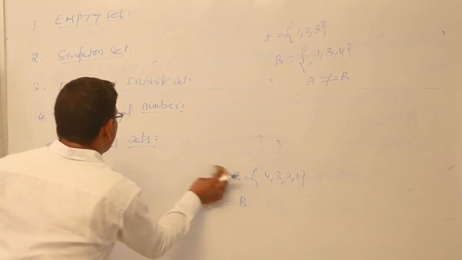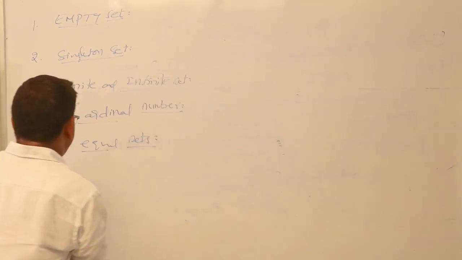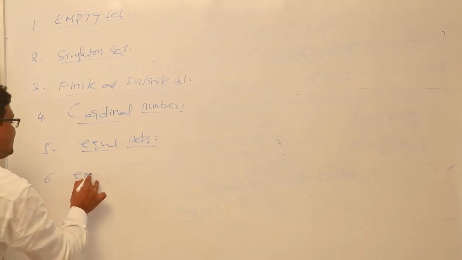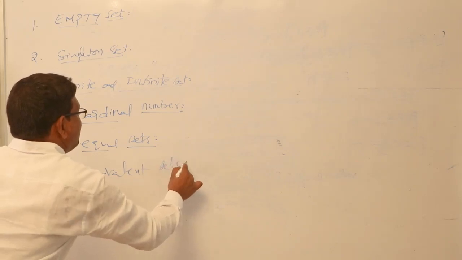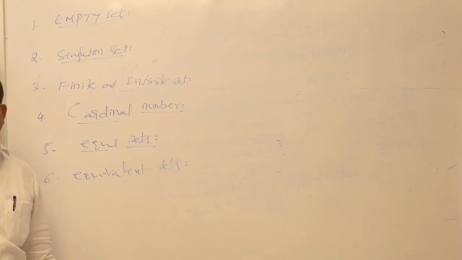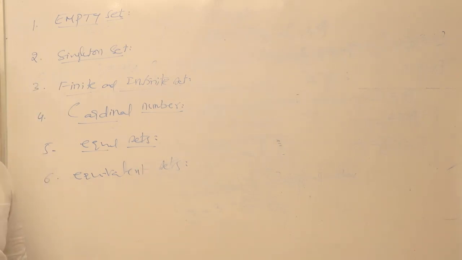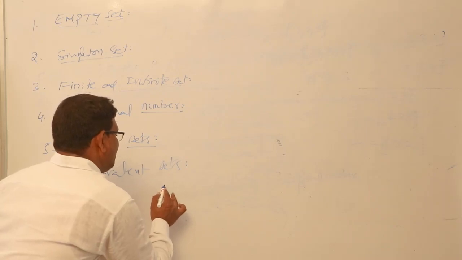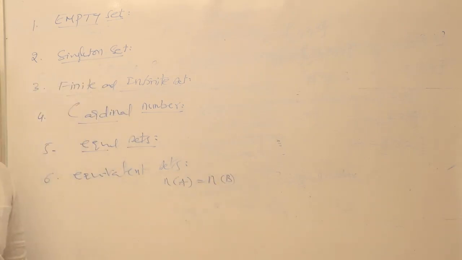Next, after equal sets, equivalent sets. What is meant by equivalent sets? If A and B are two sets, and the number of elements in set A is the same as the number of elements in set B, then A and B are called equivalent sets. Therefore, it is written n(A) = n(B).